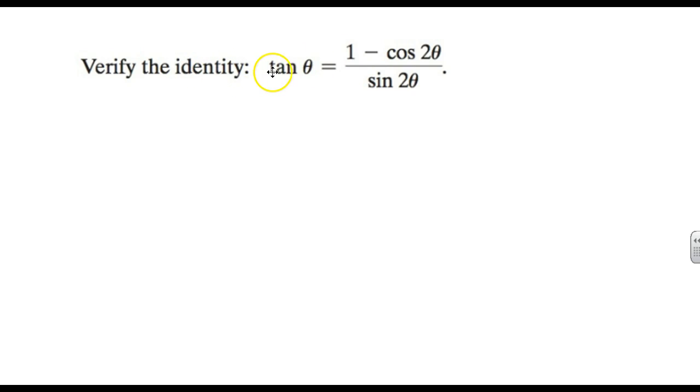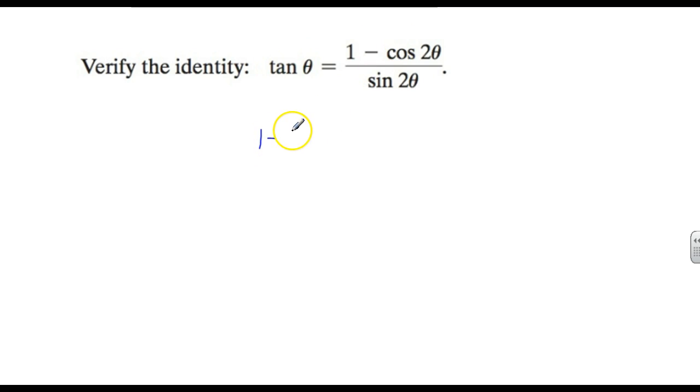All right, now I'm verifying this identity: tangent of theta equals 1 minus the cosine 2 theta divided by sine 2 theta. So what do I want to do? Because this side does not have double angles and this one does, I want to use the double angle identity. So I'm going to use 1 minus.